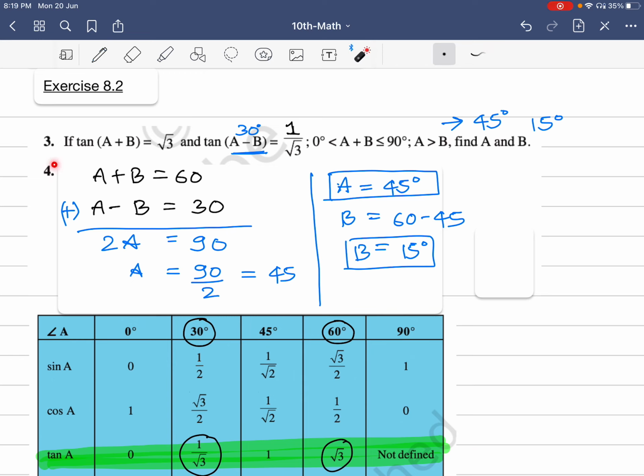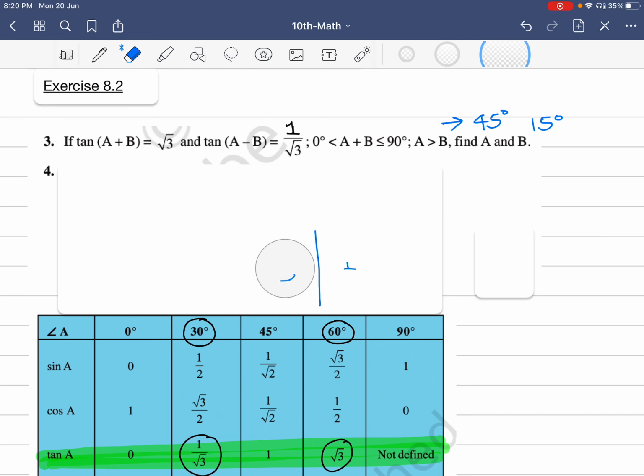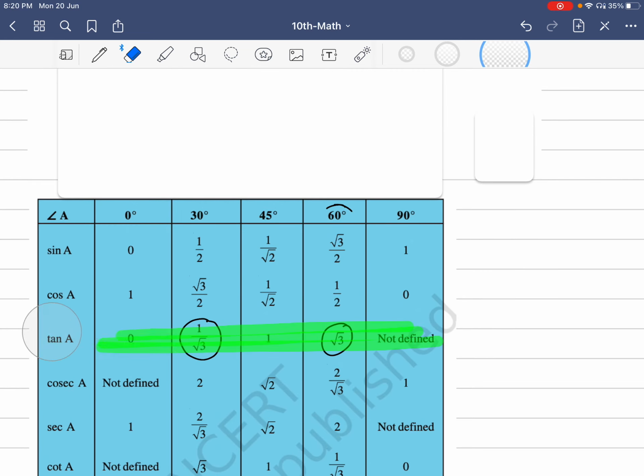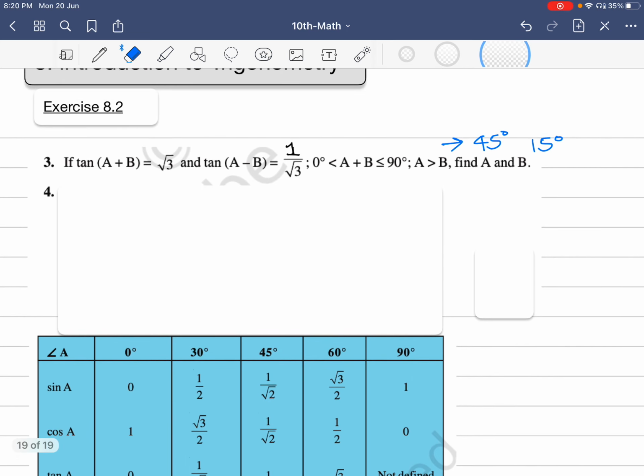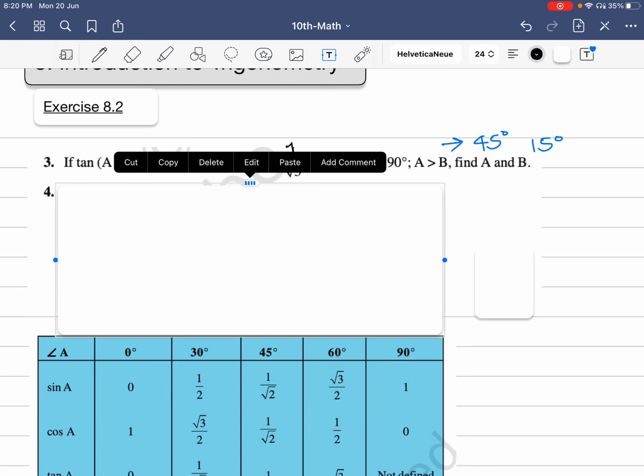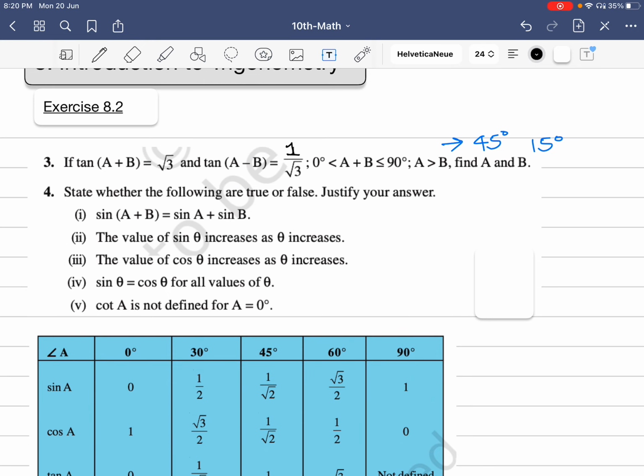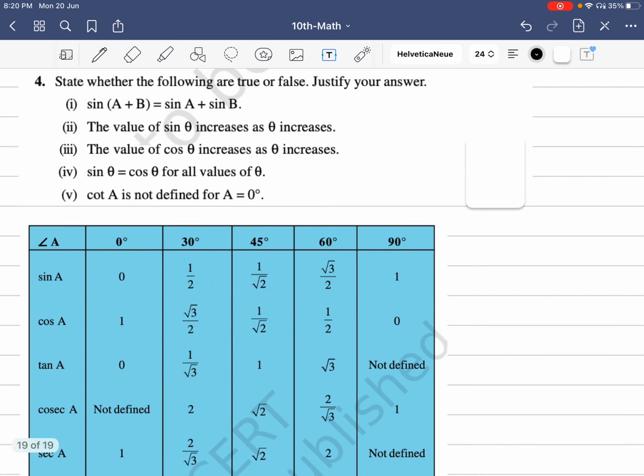Now let's see what is question number 4. Before that, let's erase this all. And this table, we are going to need this table for the next set of questions. So in problem number 4, we have to state whether the following are true or false and justify your answer. So we are given 5 different statements, and one by one we have to tell whether they are true or false, and we have to justify our answers.